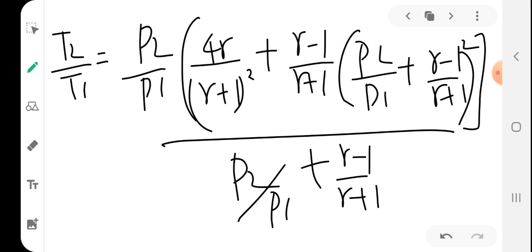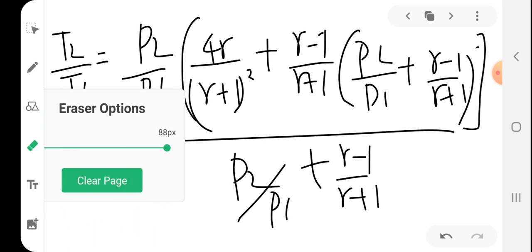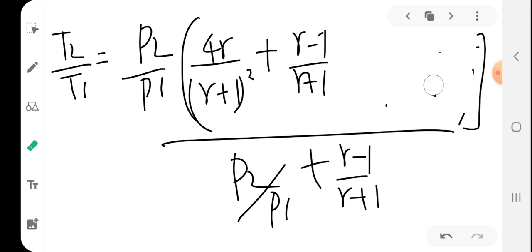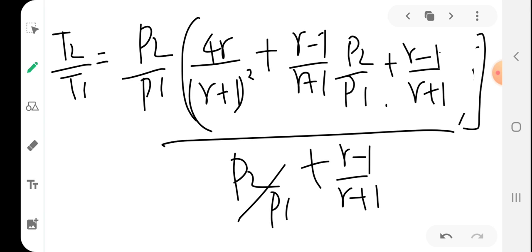So students, there is no whole square here. So students, you just open this bracket. If you open this bracket, you will get gamma minus 1 by gamma plus 1 into P2 by P1, okay, plus gamma minus 1 by gamma plus 1 whole square. Whole square will be there, right?